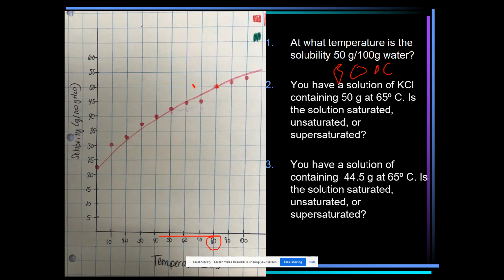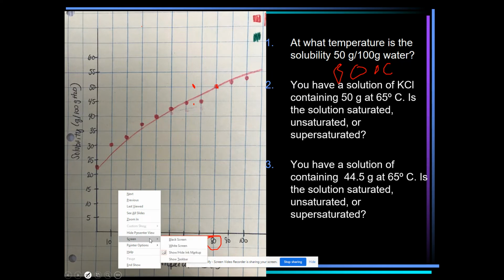It's very simple. Okay. The last one says you have a solution containing 44.5 grams at 65 degrees Celsius. So 65 degrees Celsius, 44.5, which would be right here. Is it saturated, unsaturated, or supersaturated? It is under the line, so it would be unsaturated. Okay, so because it is under the line, it would be unsaturated.